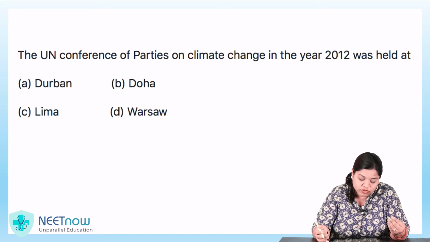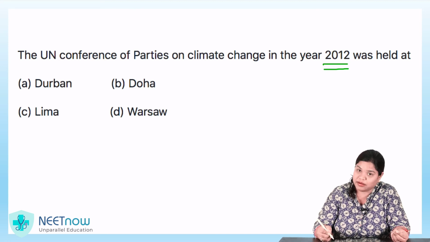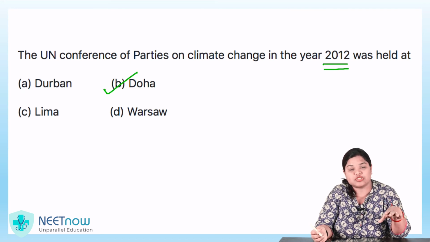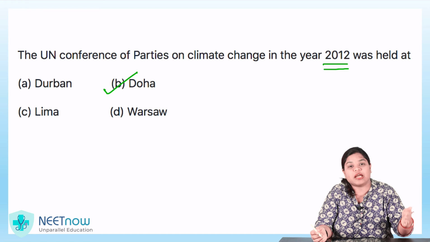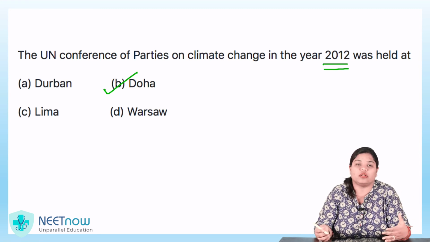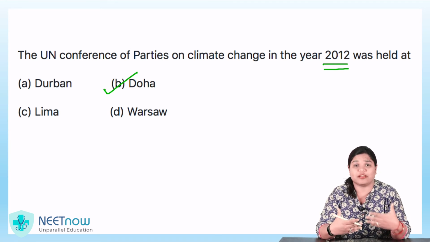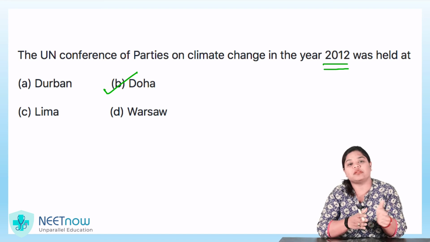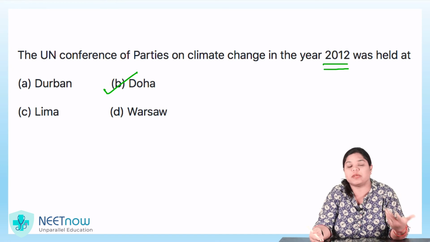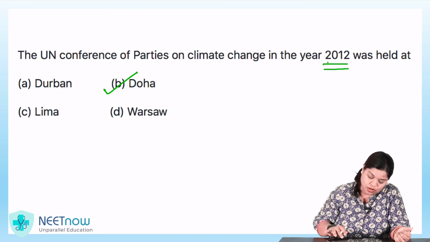The UN Conference of Parties on Climate Change in the year 2012 was held at Doha. The United Nations holds different kinds of talks or seminars on the climatic challenges that we are creating. So you have to remember that in various years they are held at different places. If you just go through the list, you will be able to understand them. In 2012, however, it took place at Doha.